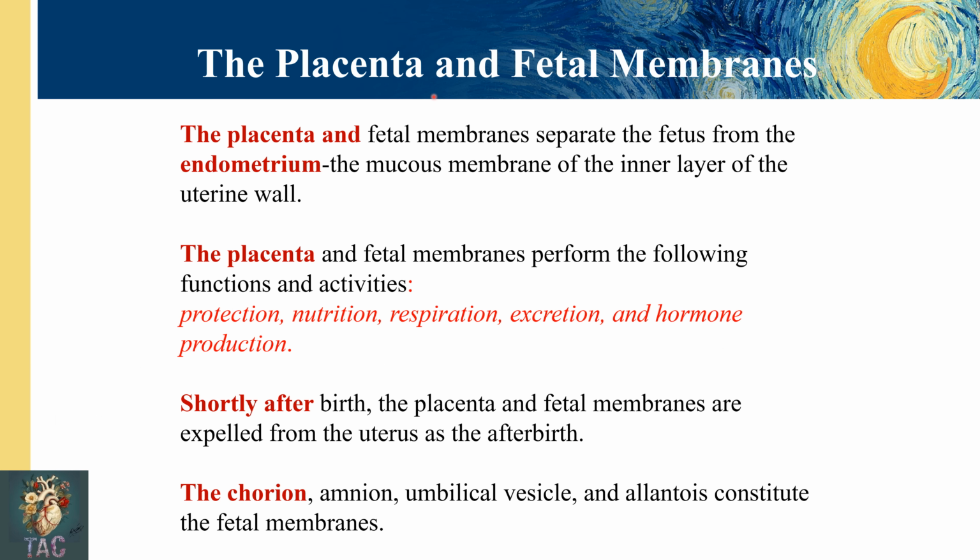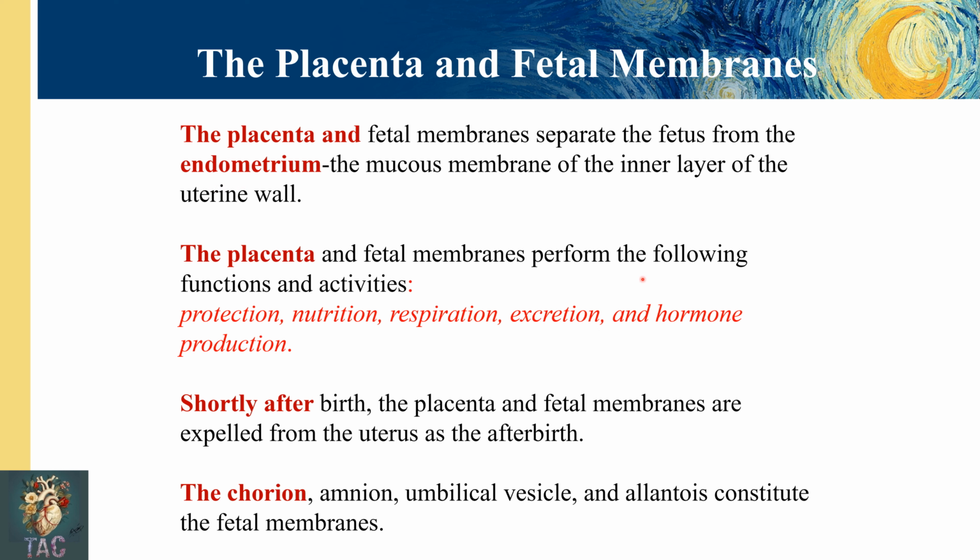So what is the placenta actually, and what are the fetal membranes? The placenta and the fetal membranes separate the fetus from the endometrium, the mucous membrane of the inner layer of the uterine wall. We all know that the uterine wall consists of three layers. The innermost layer is the endometrium, outer to this is the myometrium, and then the perimetrium. The changes take place in the endometrium, which is prepared for implantation, and after implantation this endometrium helps to form the placenta.